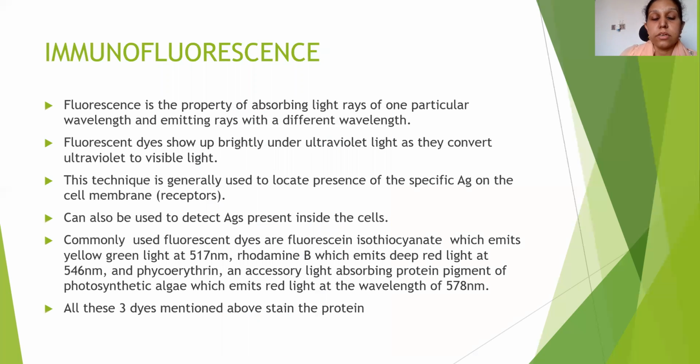Now, immunofluorescence. What is fluorescence? Fluorescence is the property of absorbing light rays of one particular wavelength and emitting rays of a different wavelength. We have learned that in 12th class also. Fluorescent dyes show up brightly under ultraviolet light as they convert ultraviolet to visible light. This technique is generally used to locate specific antigens on the cell membrane, and can also be used to detect antigens present inside the cells.